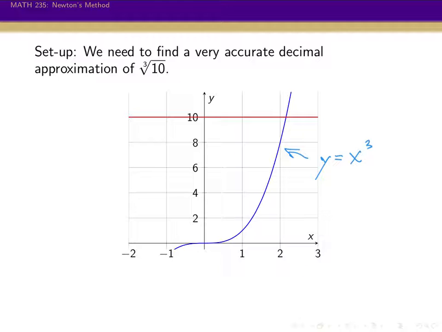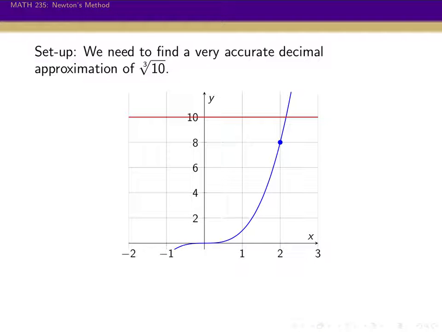And so it looks like it happens somewhere between 2 and 3. And so what I'm going to do is pick a value that seems to be close and work from there. One value that I know pretty well is that y equals x cubed goes through the point 2, 8. So let's use that point, 2, 8.